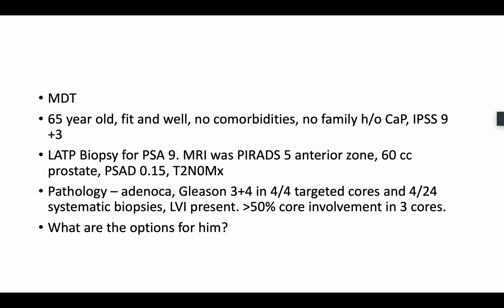So the pathologist says that the biopsy shows adenocarcinoma, Gleason 3+4, grade group 2 in 4 out of 4 of the targeted cores and 4 out of 24 of the systematic biopsies. There is more than 50% core involvement in 3 cores. So what are the options for him that you are going to discuss in the MDT? Yeah, so the biopsy was Gleason 3+4, grade group 2, in 4 of 4 targeted cores and 4 out of 24 systematic biopsies. So a total of 28 biopsies, 8 cores are positive.